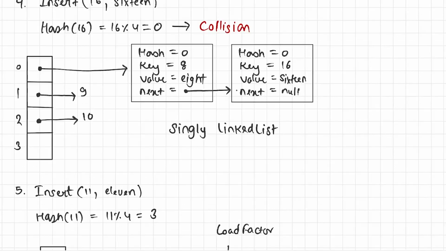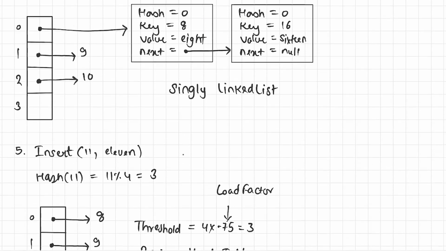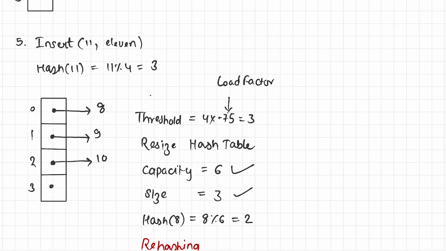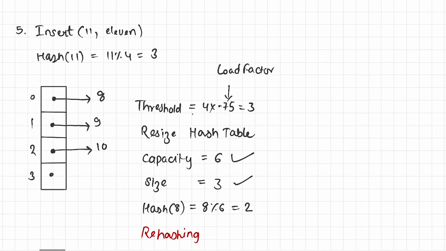If this is clear to you, now let's move on and try to insert a new key value pair in the HashMap. The new key value pair is 11 and 11. If we compute the hash code of 11, it comes out to be 11 modulus 4, that is equal to 3. And as I said, HashMap internally computes the threshold in every insert operation. So this time the threshold is equal to 4 into 0.75, that is equal to 3.